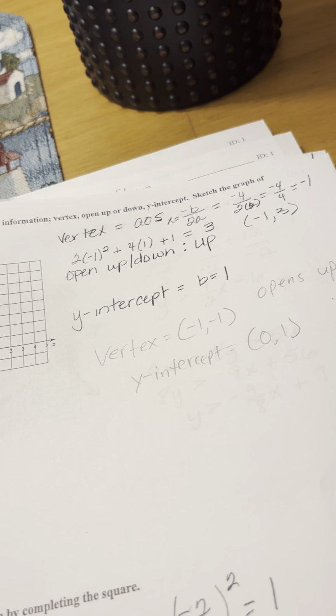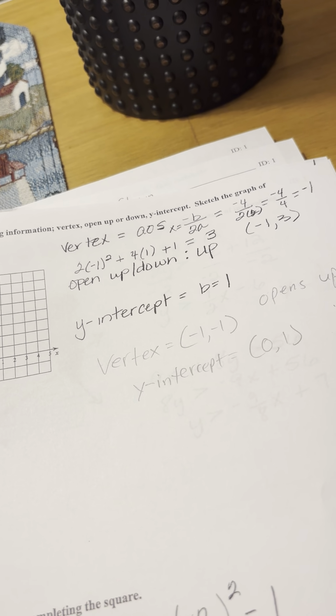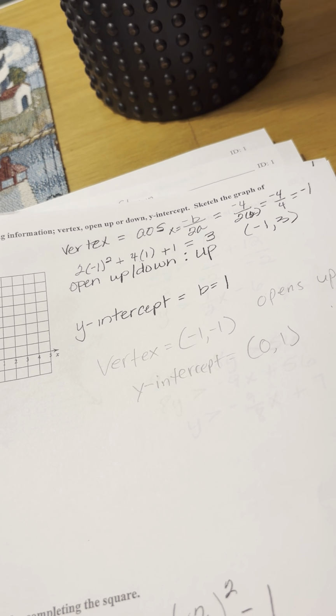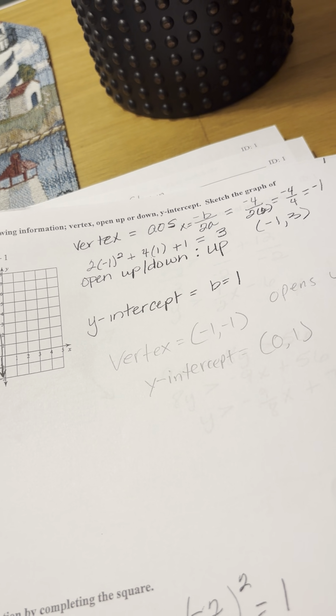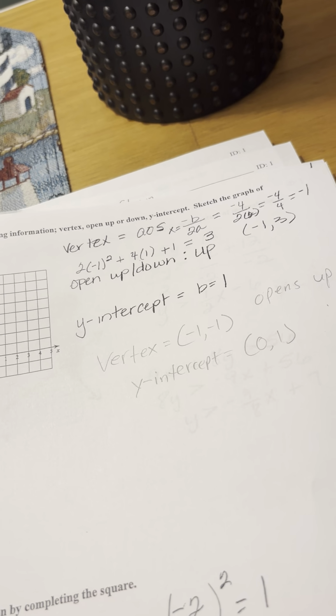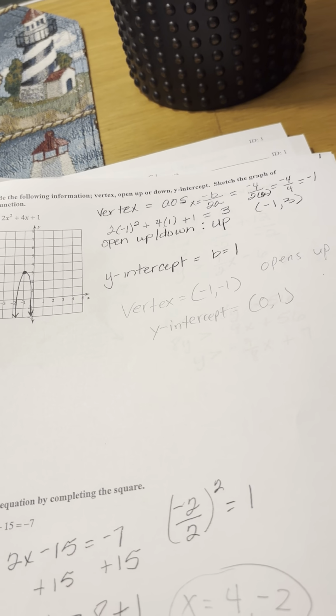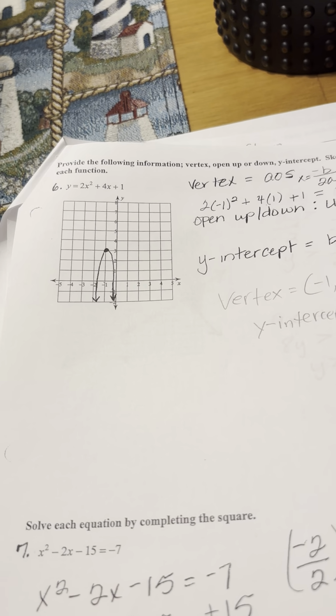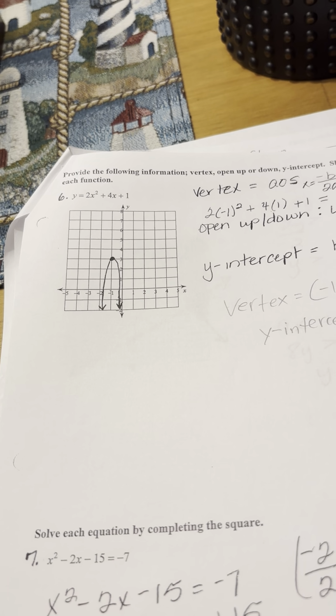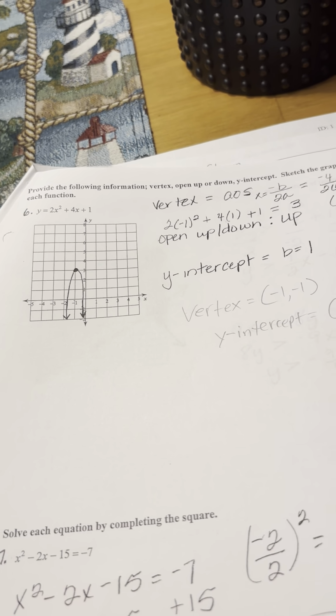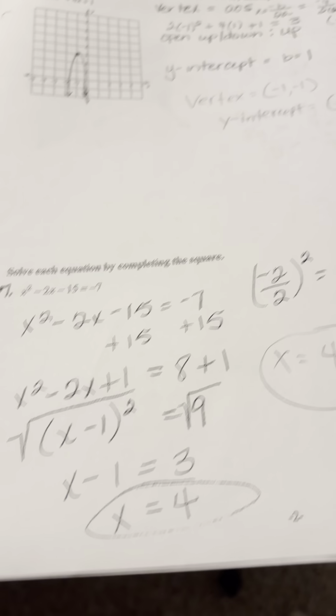But the vertex and the open up or down is also correct, but the vertex was not correct. So that was a big one right there, figuring out the graph, how it opens up instead of down, and figuring out the vertex and the y-intercept.